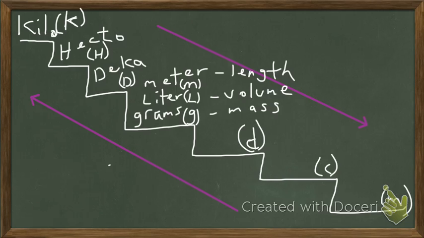Then the lowercase d is deci. And that is a lowercase d, so you can distinguish it from deca. Then we go to centi. Exactly, there's 100 centimeters in this.